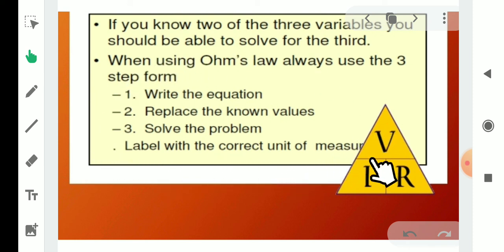So remember this magic triangle V, I, R. By eliminating which we want, you can get the formula. If you want the formula of voltage, just check the remaining things, that is I into R. If you want current, that is V by R. If you want resistance, that is V by I. So this is how this magic triangle is used to calculate the Ohm's law numericals.